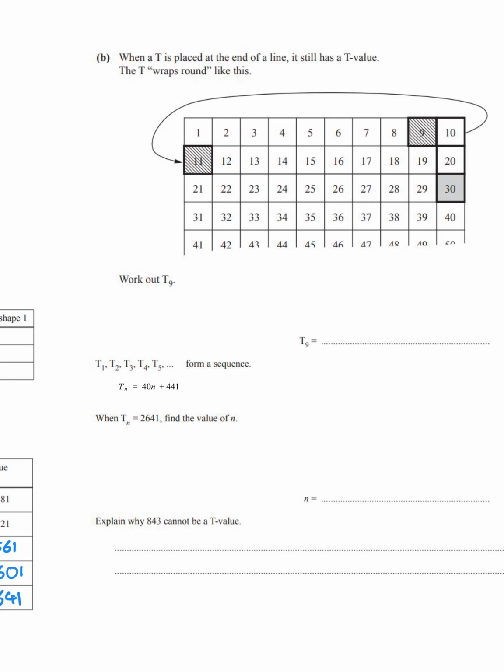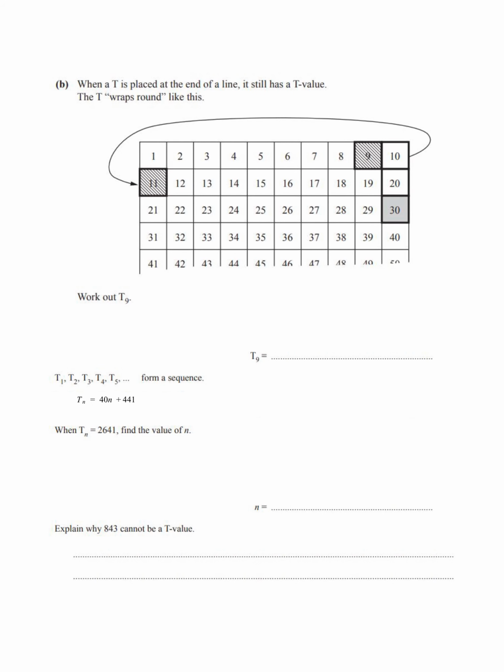Okay. Right. When a T is placed at the end of a line, it still has a T value. Okay. The T wraps around like this. So if it's the triangle, the T shape 9, then it still works in the same way. So I suppose we could imagine, and this fits in really nicely with what we were talking about with bases, if that continued, you can see that it would work for that 11 if it were in that position. Clearly it's not. Because we've got rows of 10, that 11 is then shifted down, as you can see from this arrow. So that kind of makes sense.